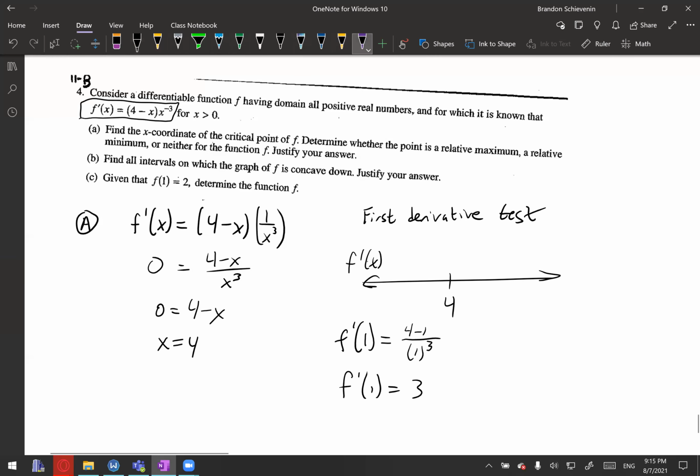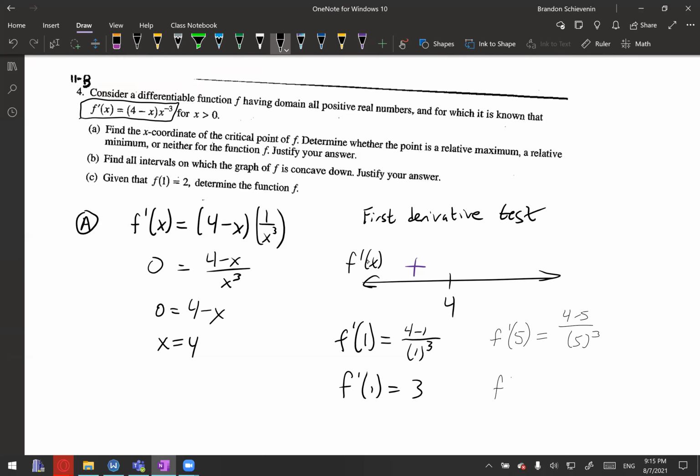Okay, so that was positive. So our slope was positive before 4. And then I'm going to plug in any number you want that is above 4, and we'll test that as well. So pick one more point above x equals 4. 5. Perfect. So this is 4 minus 5 over 5 cubed.